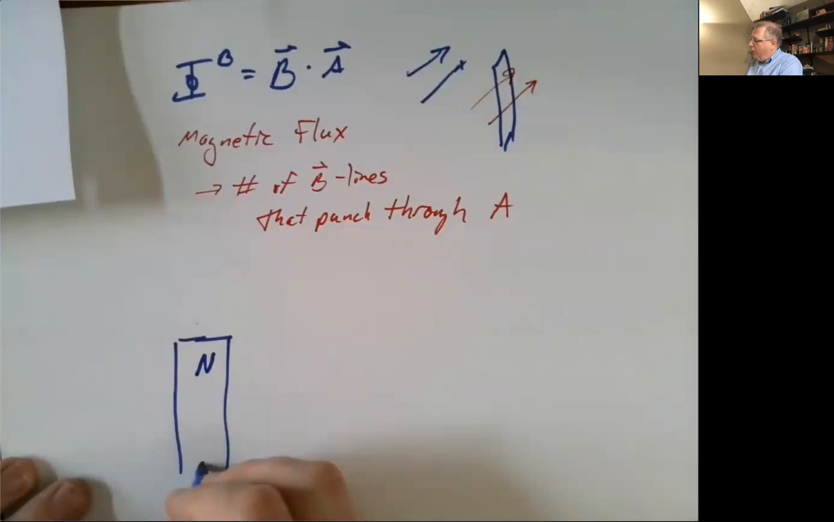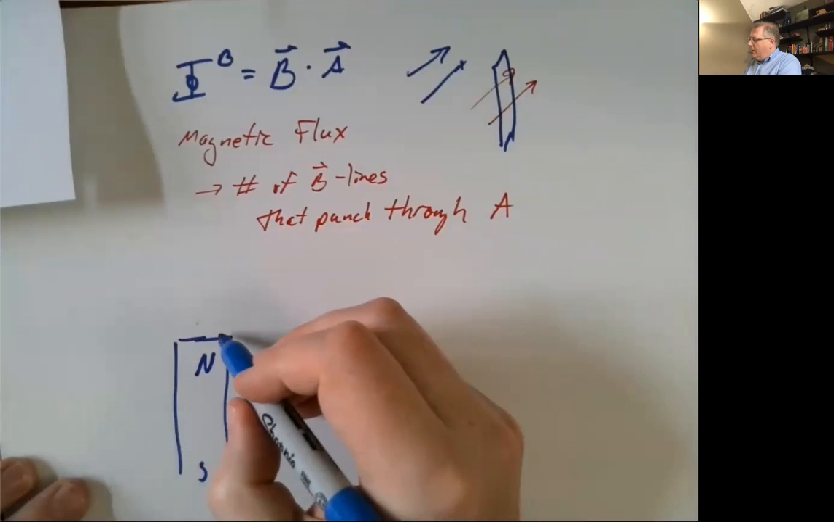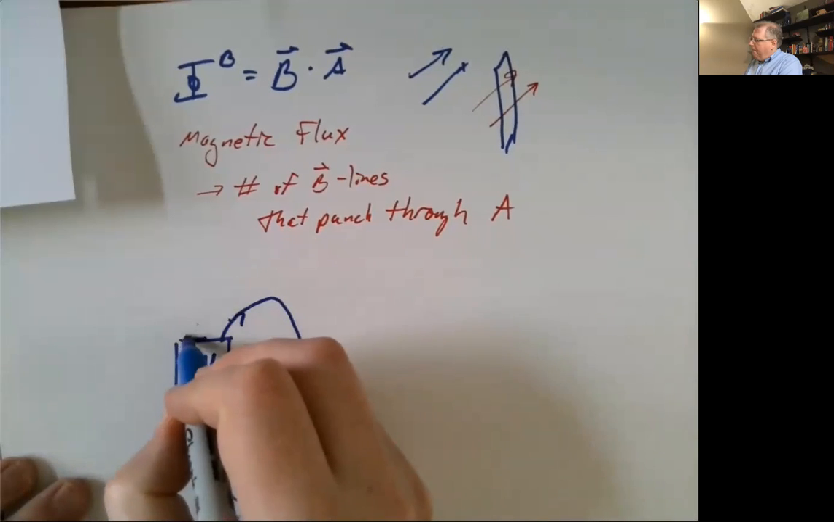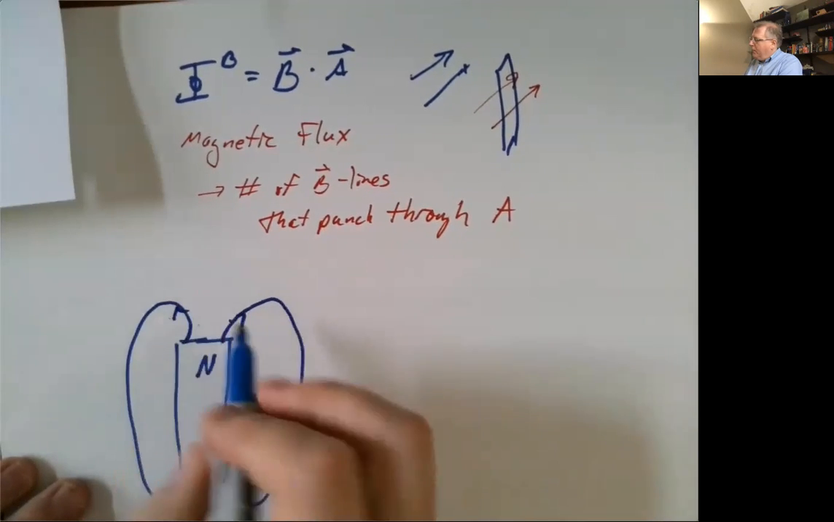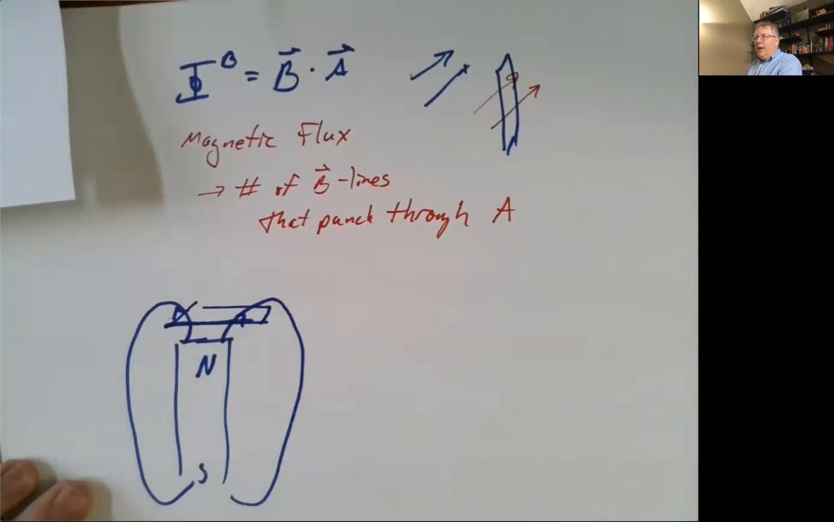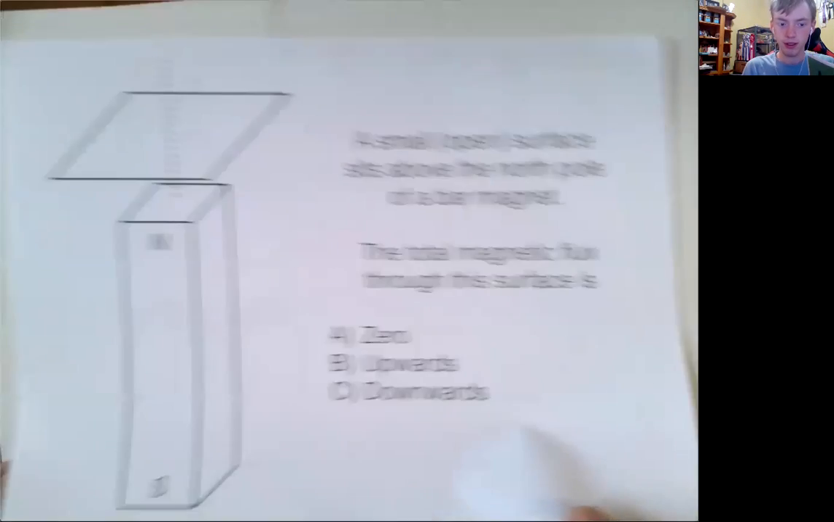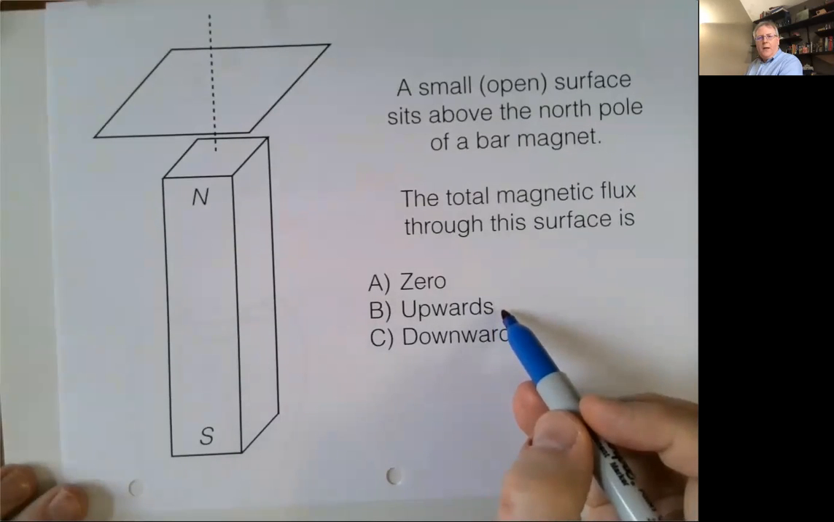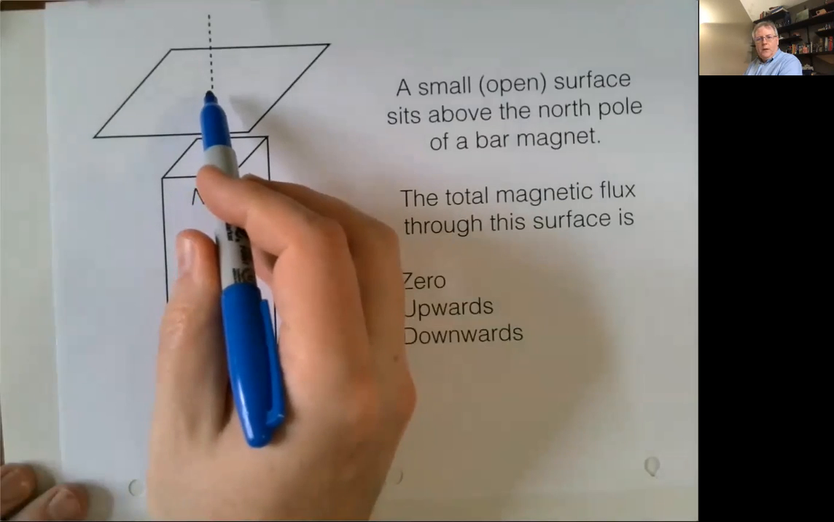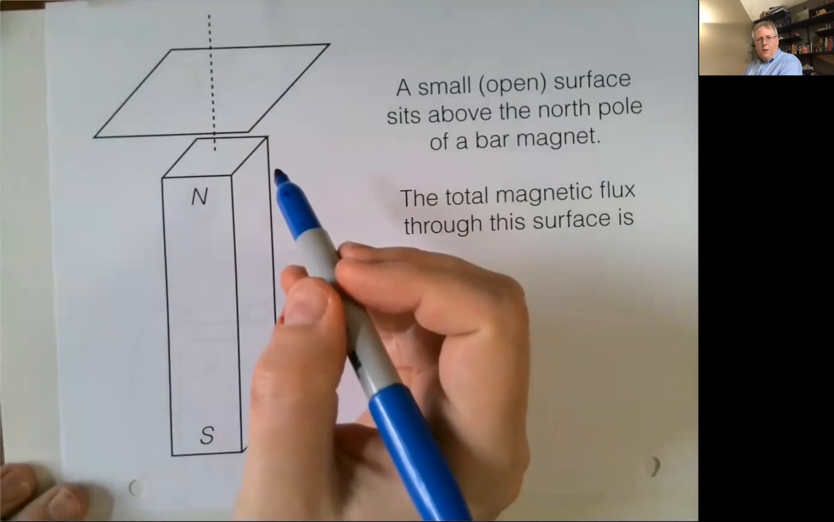If I have a North Pole here and a South Pole here, what do these lines look like? They're going to look like this, right? So if I put a surface right here, am I going to have more lines going up, more lines going down, or an equal number of lines? Two lines going out. Right. So here I would expect a net flux, a positive flux, going up through this surface, not down. Is everybody with me here? Getting what I'm going for?